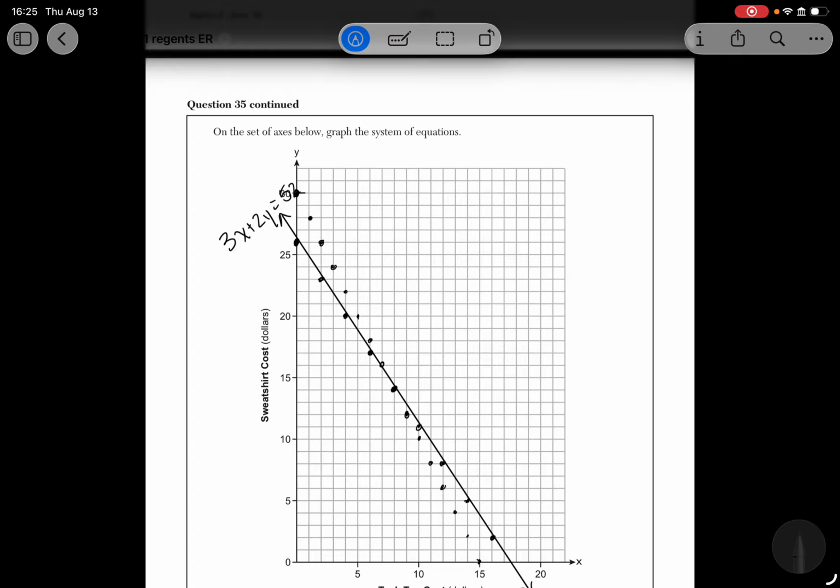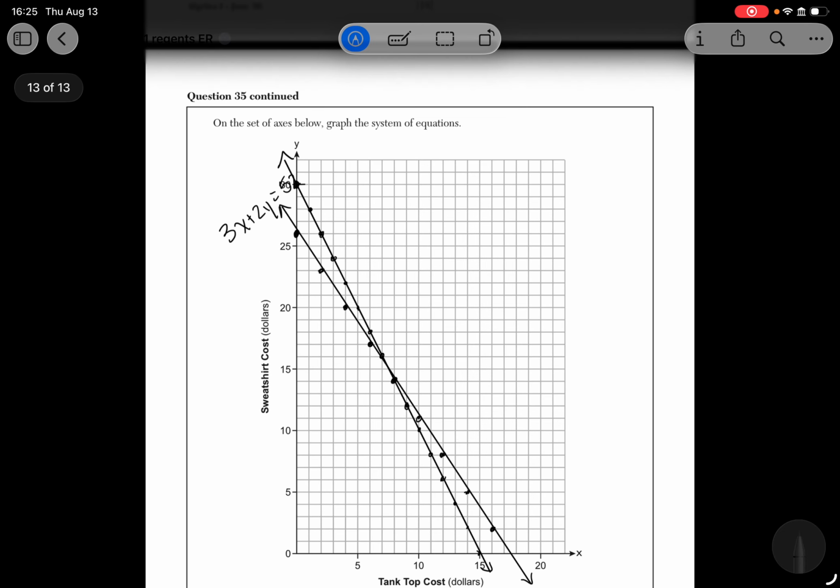And now we can connect those lovely dots once again. And these equations are done. And the point where they both intersect was 8 and then 14. So the point that they both had in common is the same one we got below.